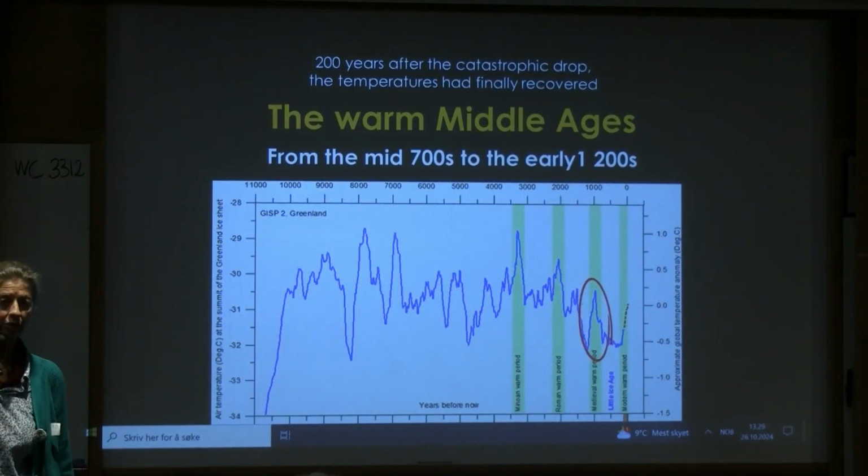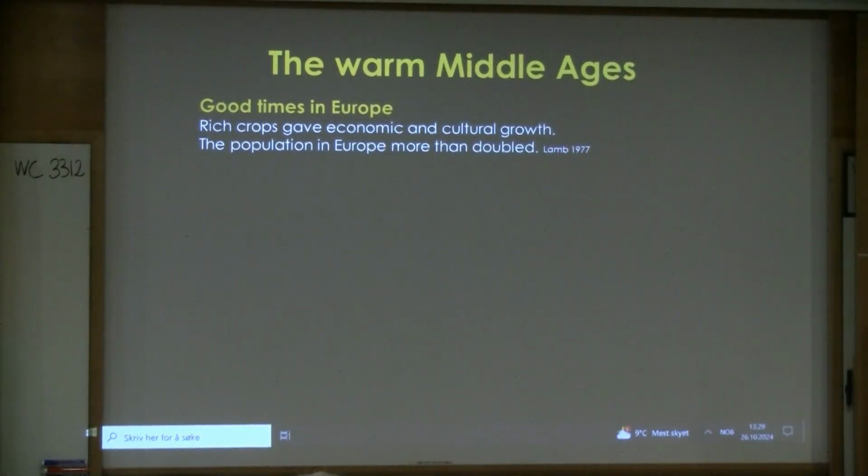It took 200 years before the temperatures had completely recovered. And then we enter the period of the warm Middle Ages. From the mid-700s to the early 1200s, the climate was warm and quite stable. There were good times in Europe. Rich crops gave economical and cultural growth, and the population in Europe more than doubled.